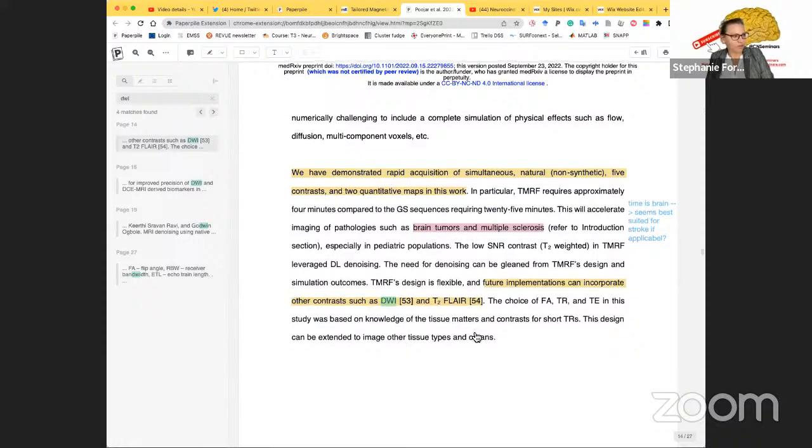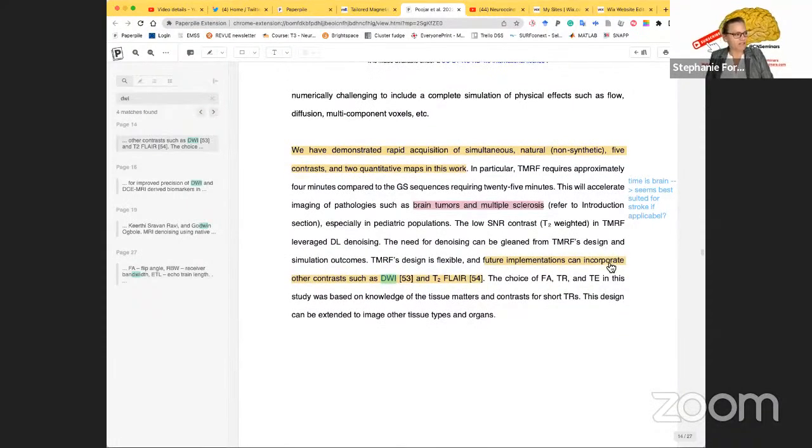Here we go. So future implementations can incorporate other contrasts such as DWI and T2 FLAIR. So nice. Yes, it can definitely be expanded. Cool.